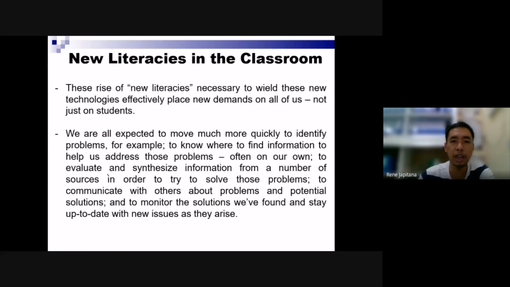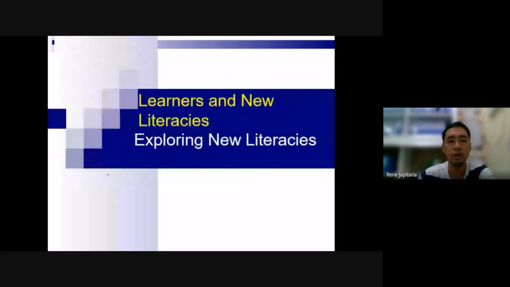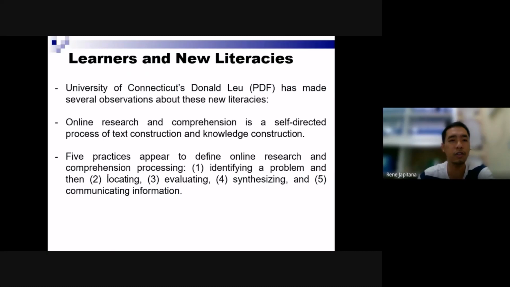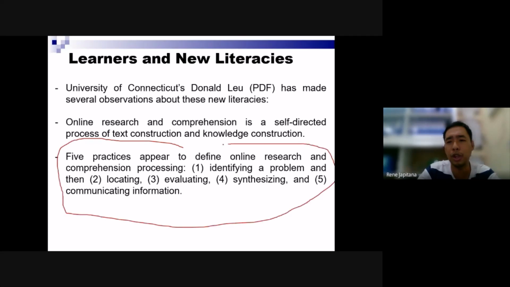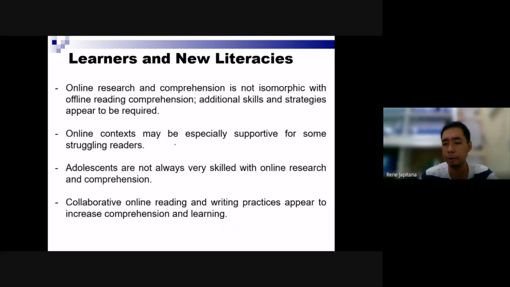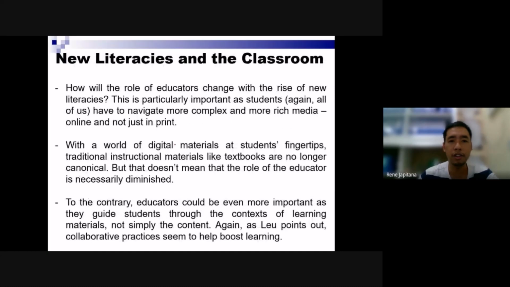I will discuss the PowerPoint here, and the LMS here. So, look at this one, learners and new literacies. Online research tells us the result: five practices appear to define online research. Identifying the problem, locating, evaluating, synthesizing, and communicating information. So this is what you should do in your research. After all, we need to utilize the output of your research. I will skip the rest, we can cover it here.